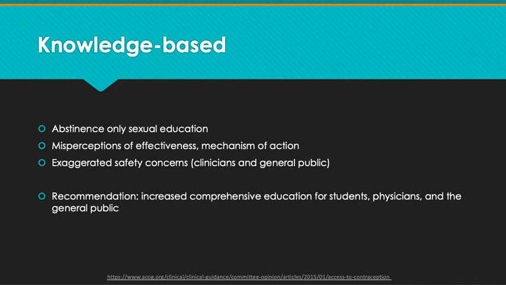ACOG noted that abstinence-only sexual and reproductive health education in schools has not been effective in decreasing risky sexual behavior or increasing the age of first sexual encounter in adolescents, whereas data measuring schools that use comprehensive sexuality education have been shown to achieve those desired outcomes.